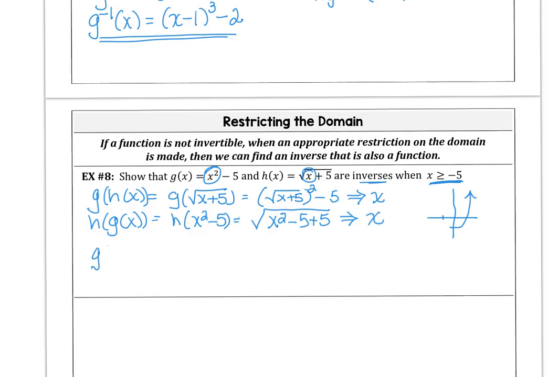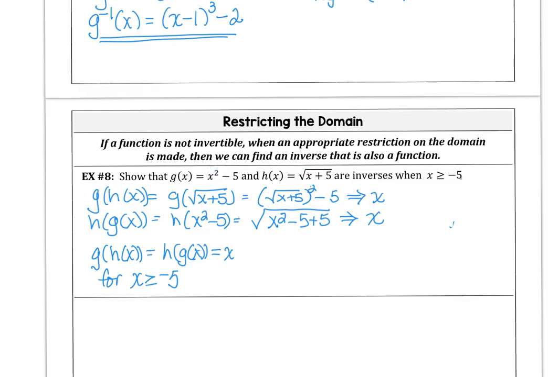since the g of h of x and the h of g of x both equal x, for x greater than or equal to -5, we've shown that g and h are inverses. So let's just spend 1 minute looking at the graph of both of those and thinking about the domain and range.